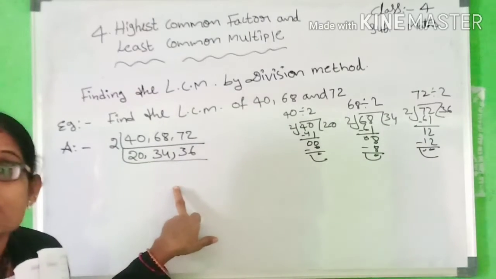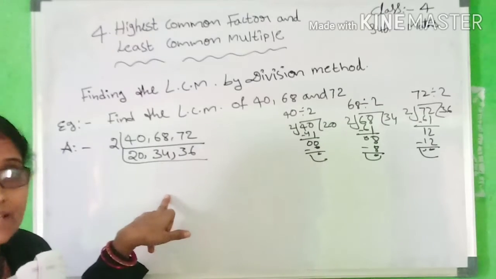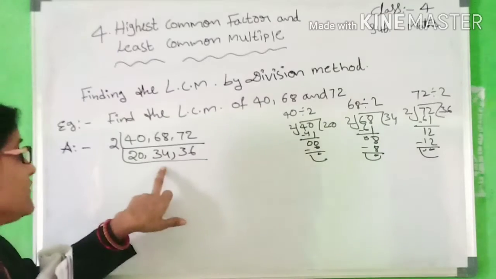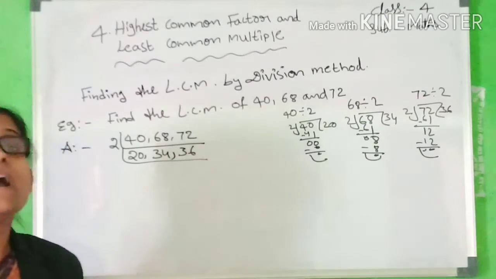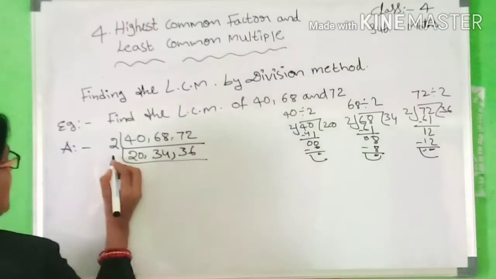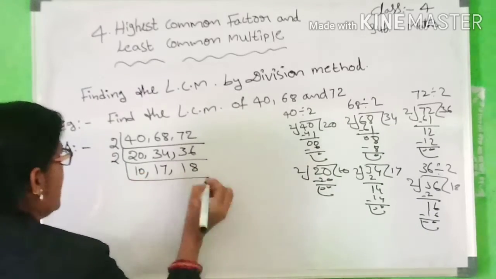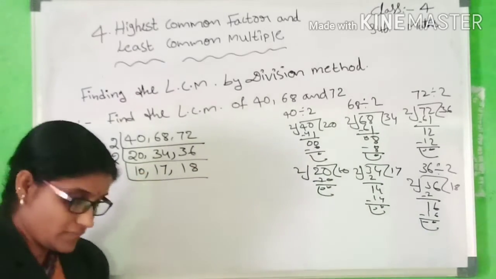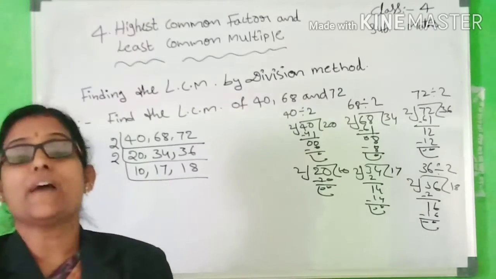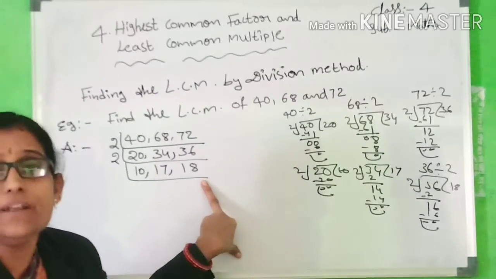These numbers are which kind of numbers, prime or composite? Tell me the answer, children. Yes, these numbers are composite. Now, divide 20, 34, 36 by 2. We get 10, 17, 18. Now, see here: 10, 17 and 18 do not have a common factor.